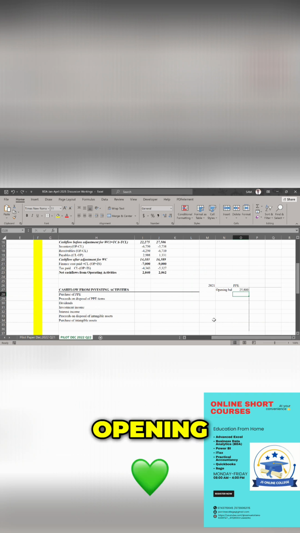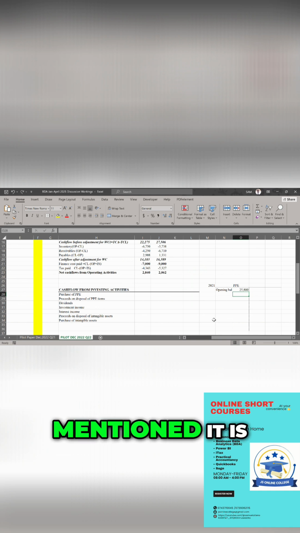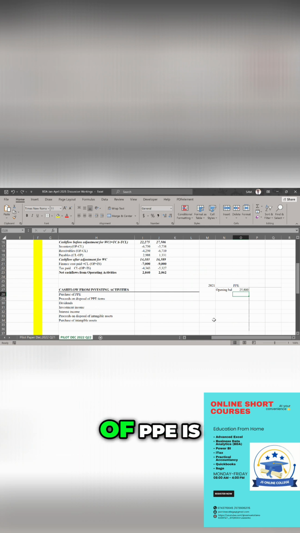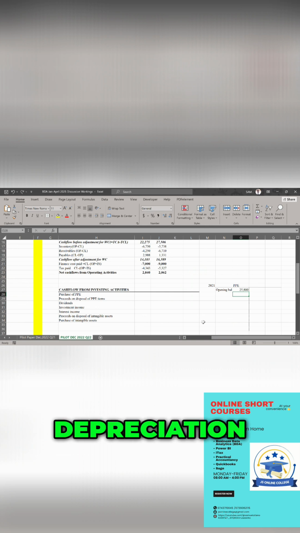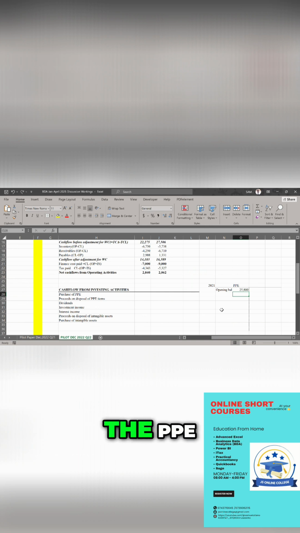Then, after we pick the opening balance like that, we ask ourselves, what other elements, what other factors affected the value of PPE? And I've just mentioned it is obvious that this value of PPE is affected by, for example, depreciation. Depreciation will reduce the PPE. Why am I talking about depreciation?